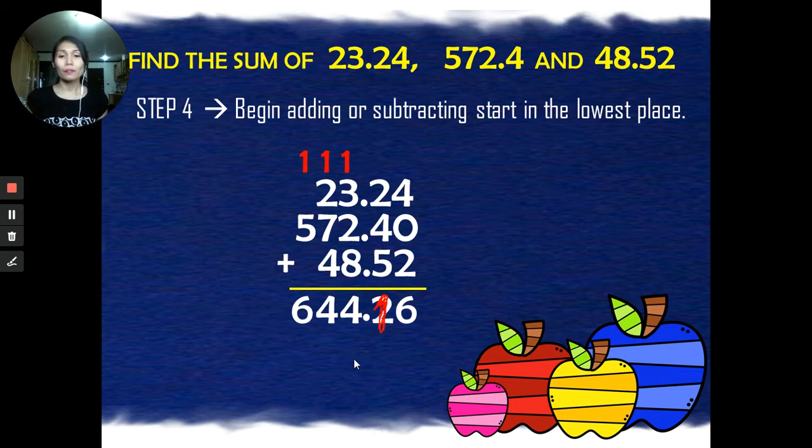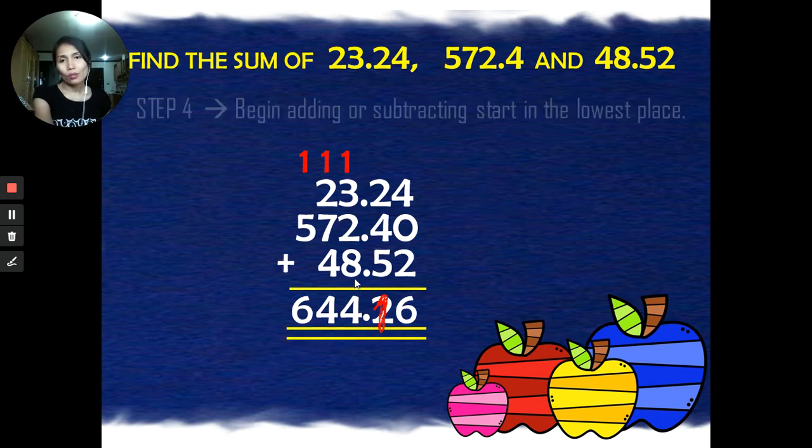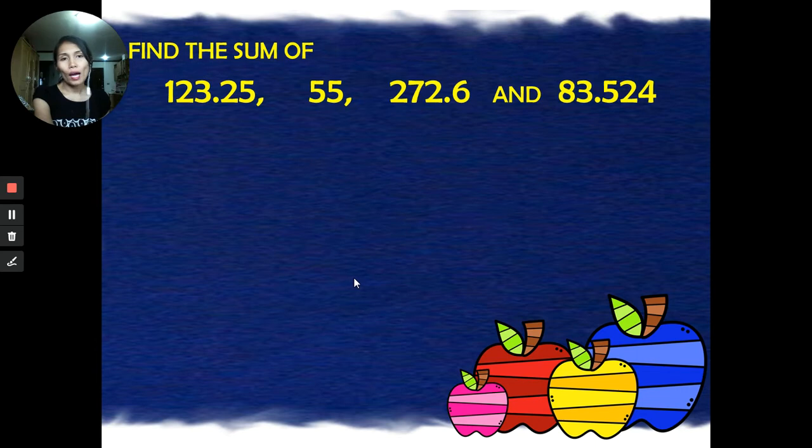Easy, right? Just remember, if your answer after adding is more than 10, do not write both of the digits down. You write only the digit on the ones place, and the digit on the tens place should be carried up to the next place. So that's our answer. Now let's try 4 digits.